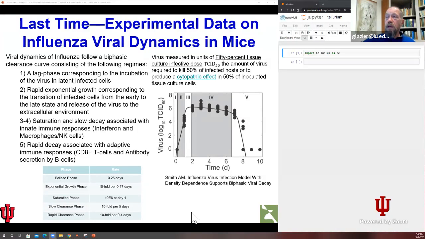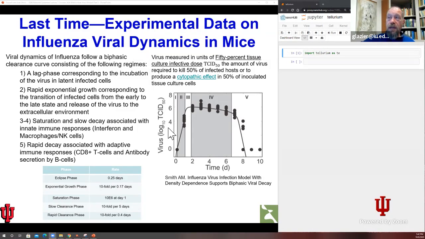So we've been working with this data set that was collected by Amber Smith, from this paper of hers, influenza virus infection model with density dependent supports biphasic viral decay. It's a very pretty data set, a lot of replicas. It's in mice, on influenza. The frequency of data collection is once per day, so you might like to have more frequent data sets, especially early on.